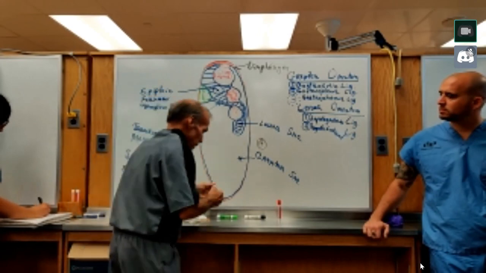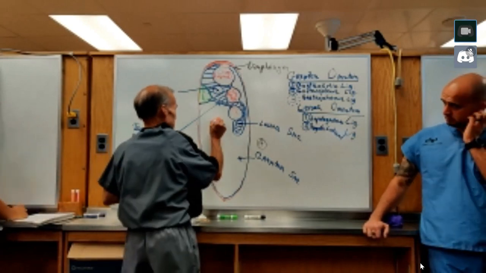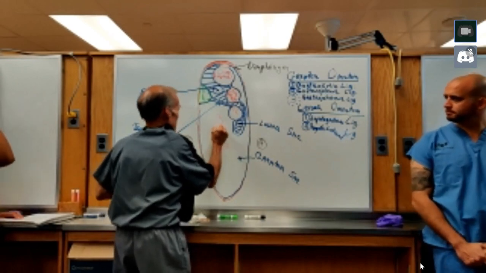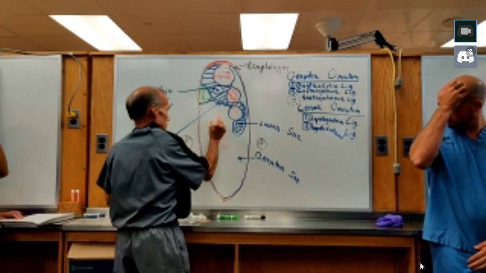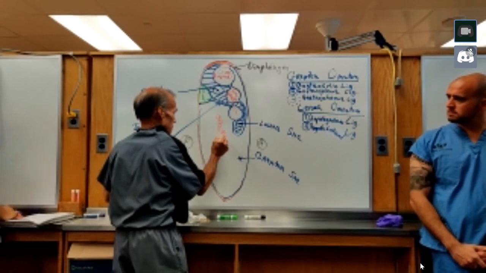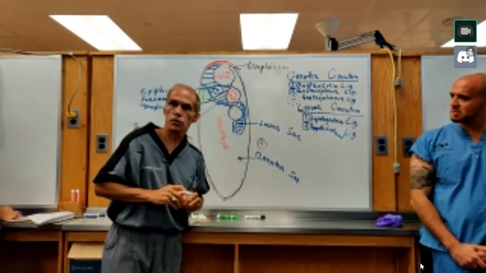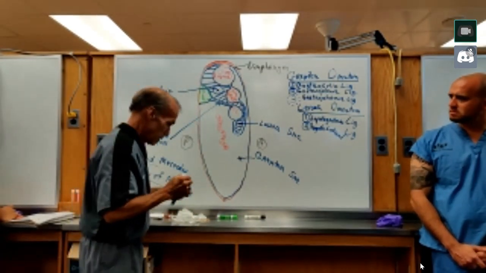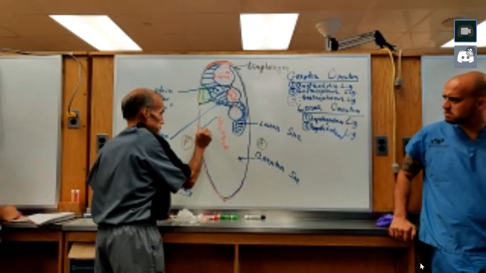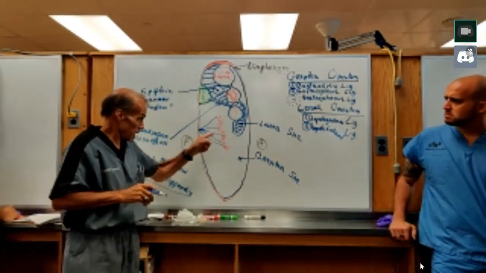Let's take one more structure. I can't draw 23 feet of small intestine. This is my version of small intestine. Not duodenum, but jejunum and ileum. There's peritoneum that holds the jejunum and ileum to the posterior body wall.